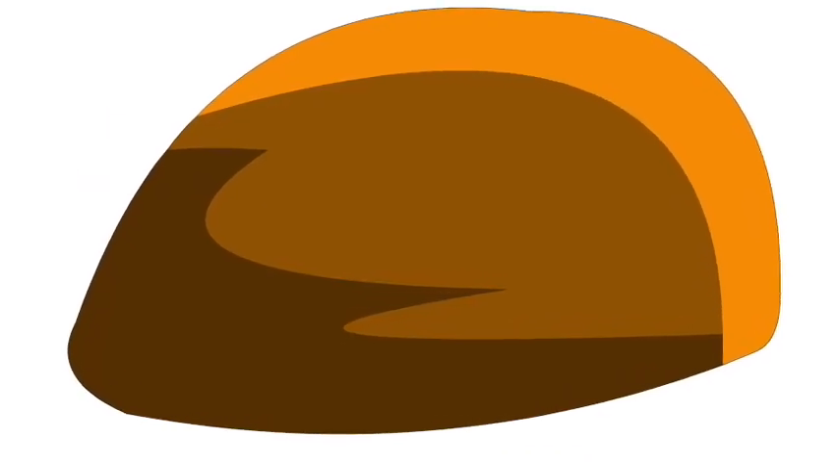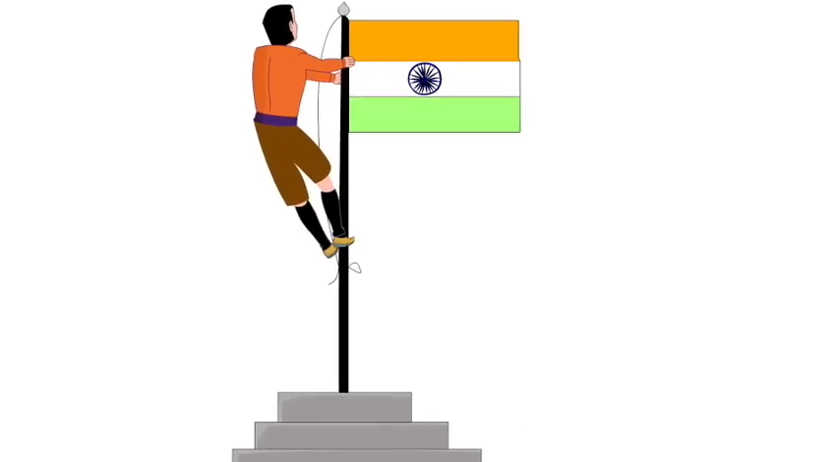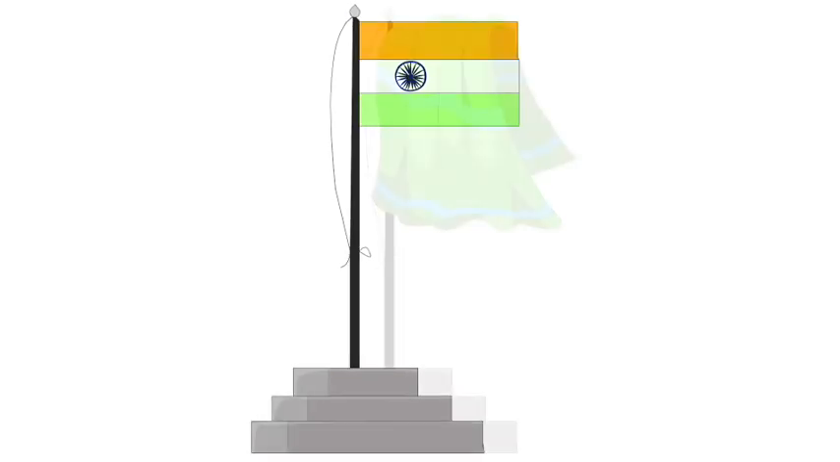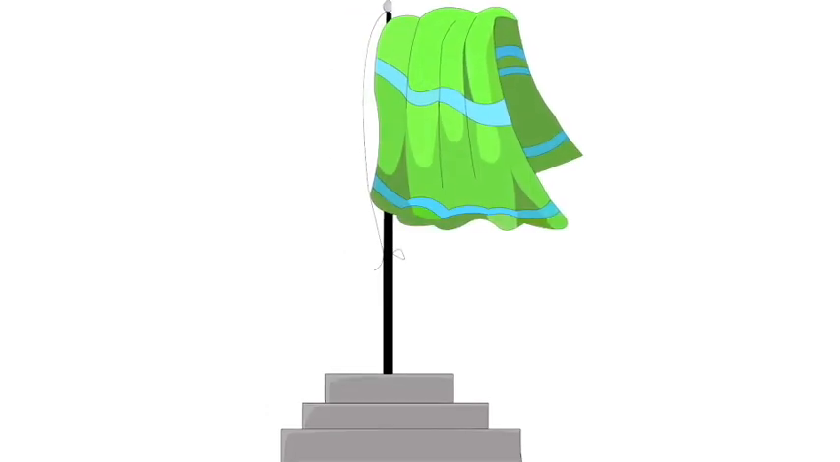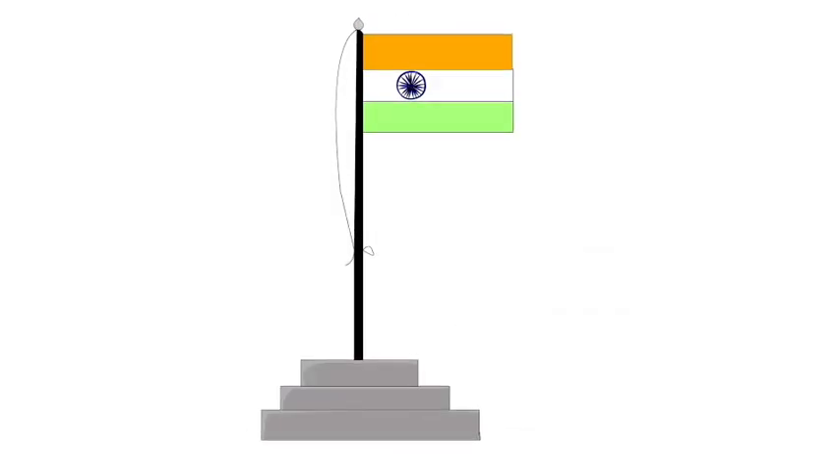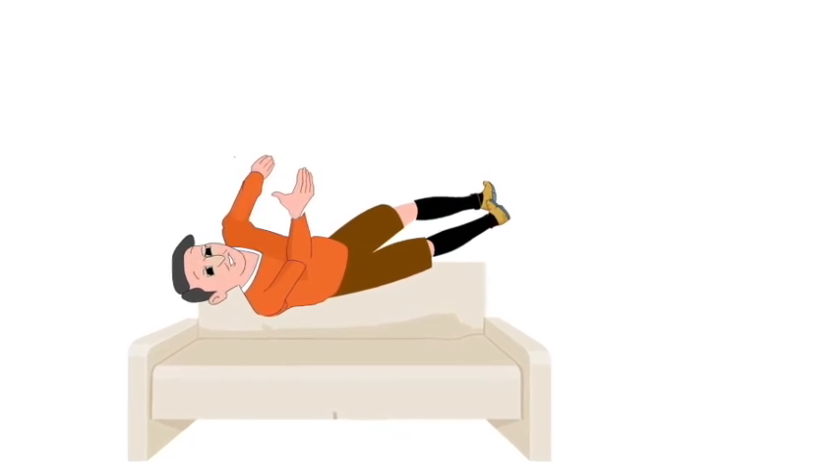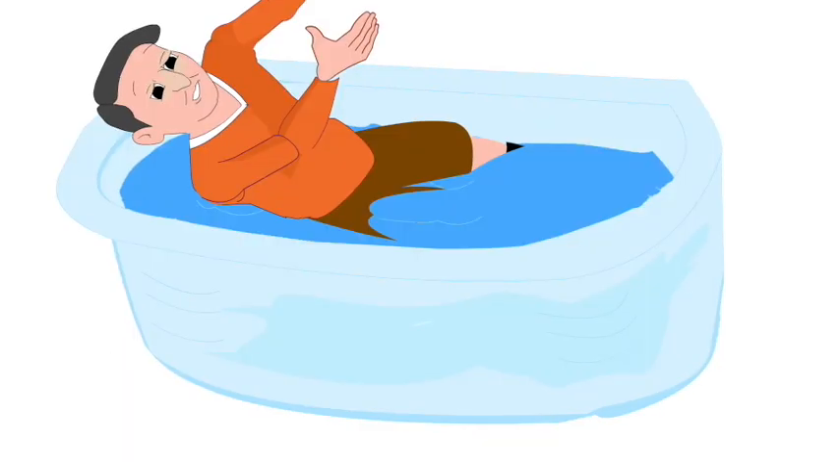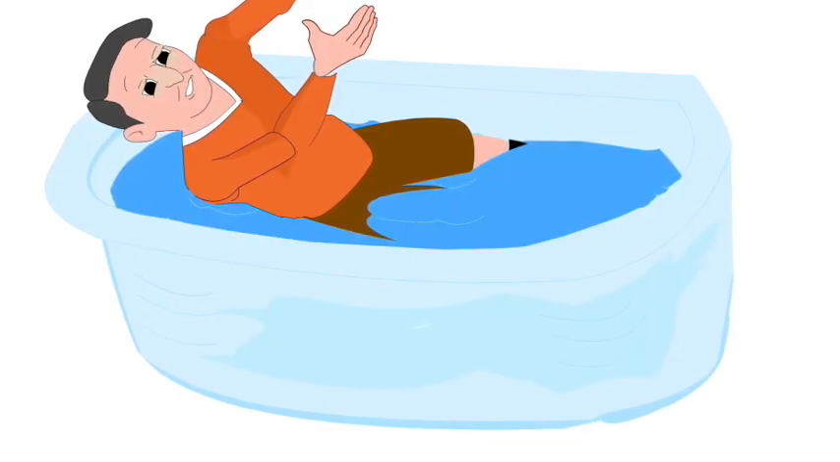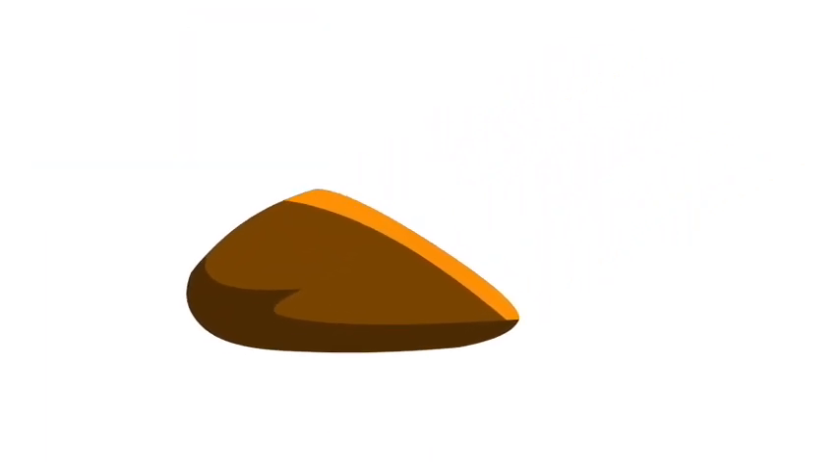You can visualize like this. Imagine you're climbing a flag post to tie the Indian flag, but you found that instead of the flag, there is a towel hanging. You get very angry and you start removing the towel. When you were removing the towel, you fell on a sofa. As soon as you fell on the sofa, you bounced back and fell into a big tub. You started taking a bath in the tub, and at that time, rocks started falling down. Connect the words to their numbers and you can remember the importance of the date.